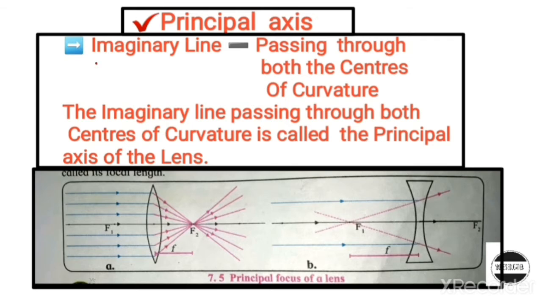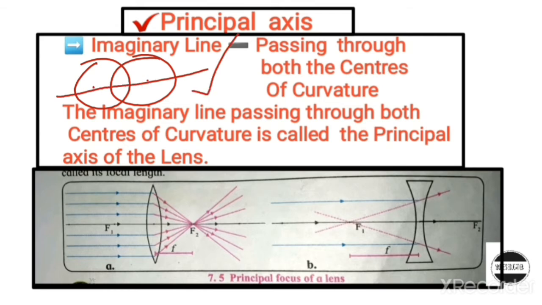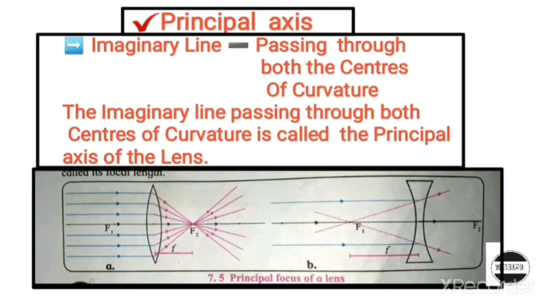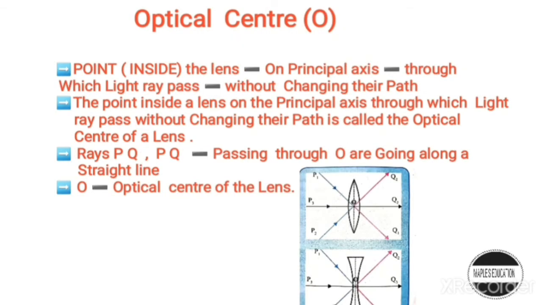So if I draw a sphere here and a sphere here, and if I take the centers like this and draw a line over here, this line that you can see is an imaginary line, which in scientific terms we call the principal axis. So let us just read the definition. What is exactly the principal axis? The imaginary line passing through both the centers of curvature is called the principal axis. Now moving to the next part.